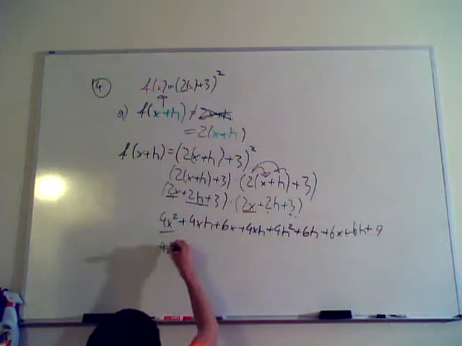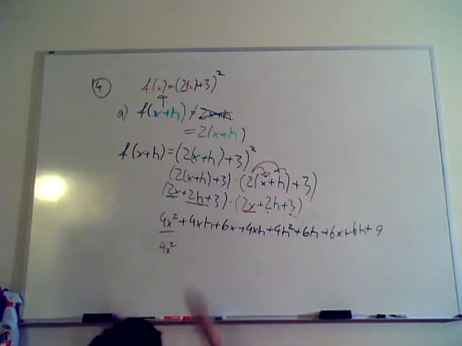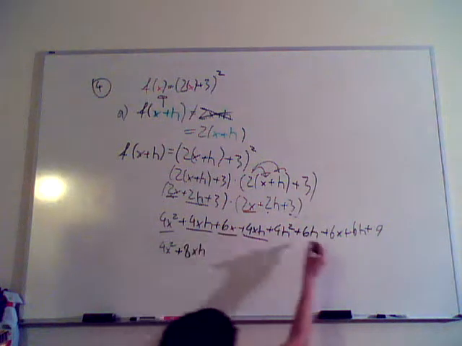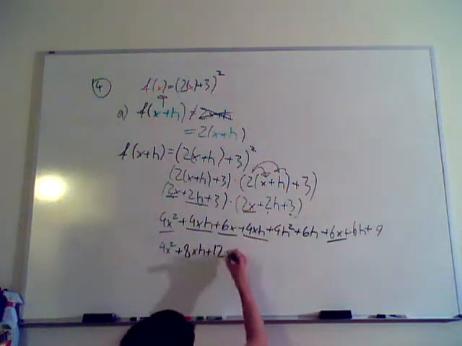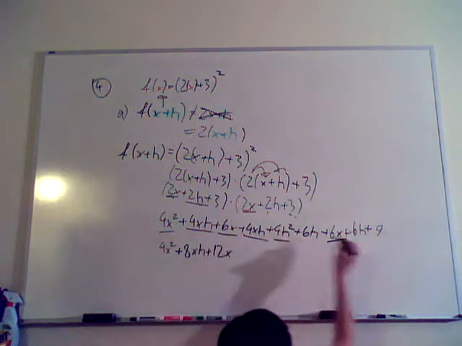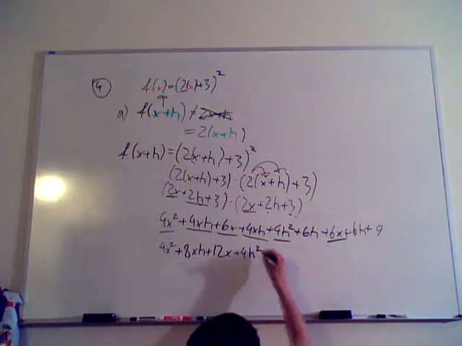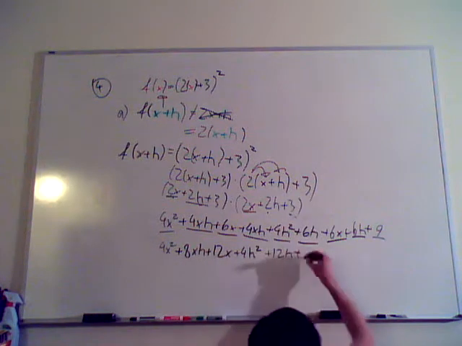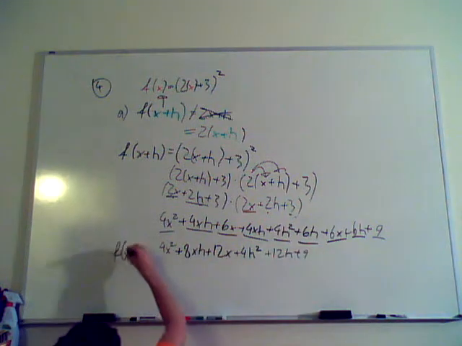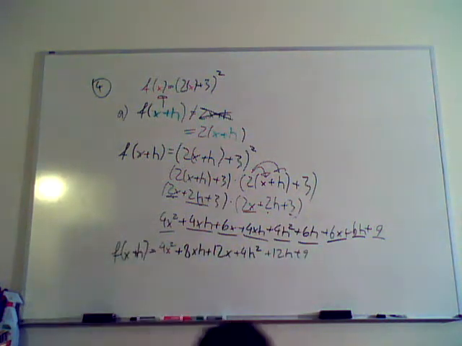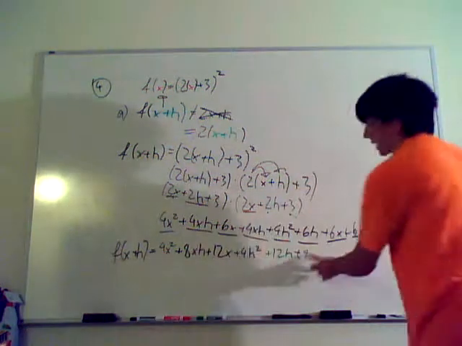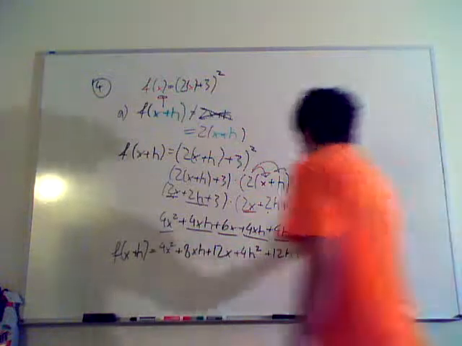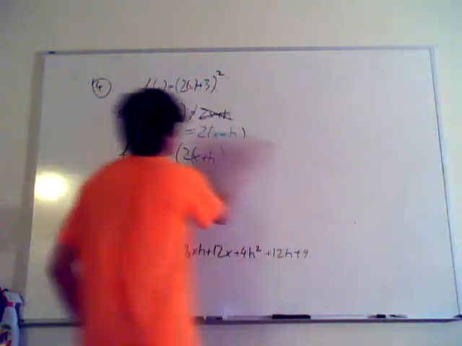You got 4x squared. I really need to put this thing higher up. Plus 8xh, 12x, 4h squared, 12h, and 9. Alright, so this thing is f of x plus h in its simplest form. You could argue that you could pull out a 4 and then do 9 over 4, but don't, because for the next step, this is actually easier. So I'm not going to erase this like the last time I recorded, because I'm going to need this in a second.